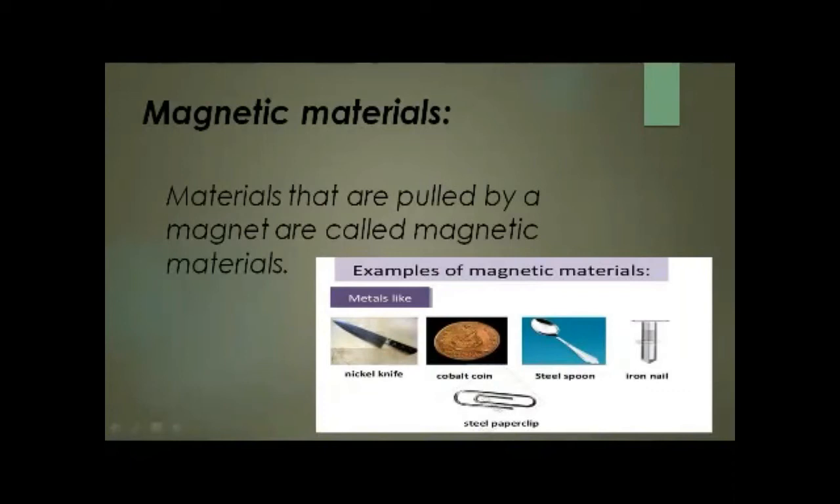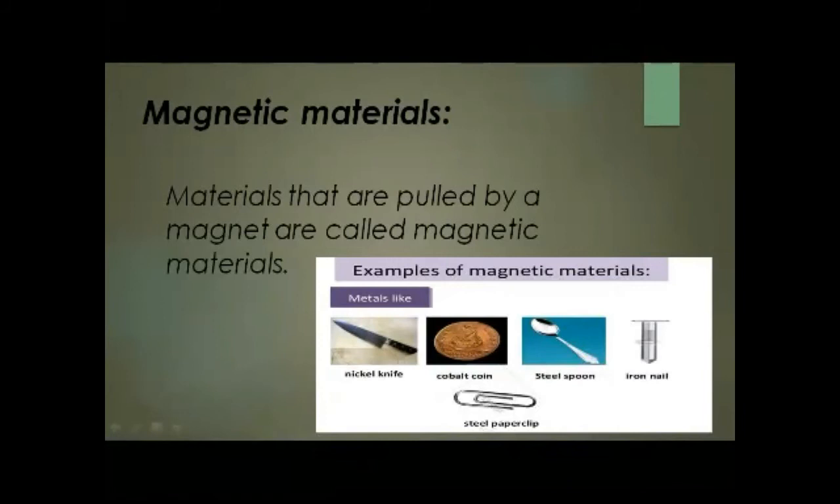As I told you, things made from nickel, cobalt, steel, iron can be easily attracted by magnets. So these materials are called magnetic materials. What are called magnetic materials? Materials that are pulled by a magnet are called magnetic materials.